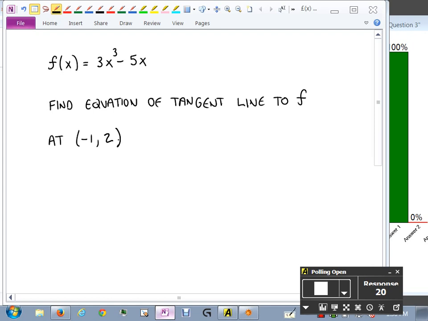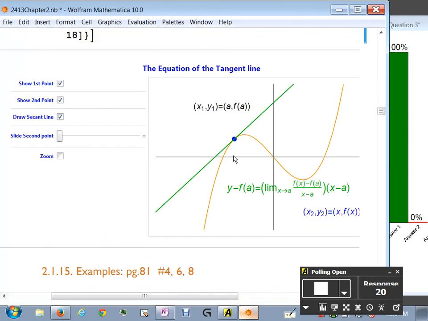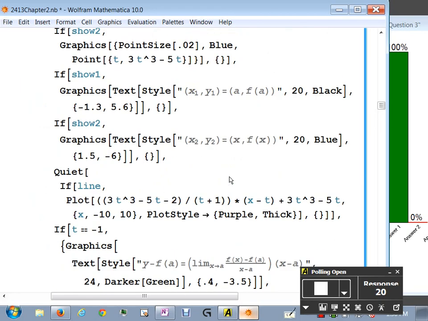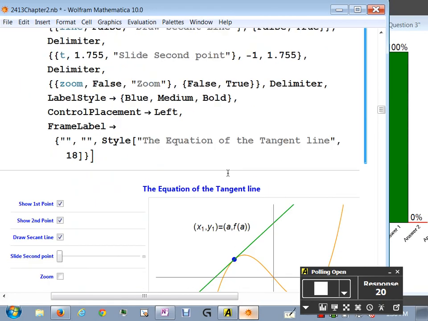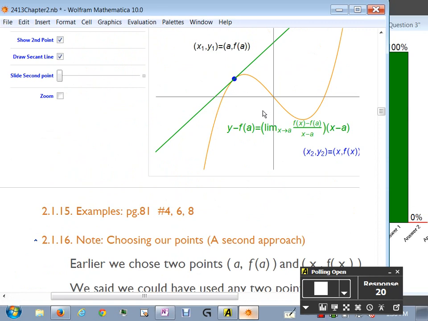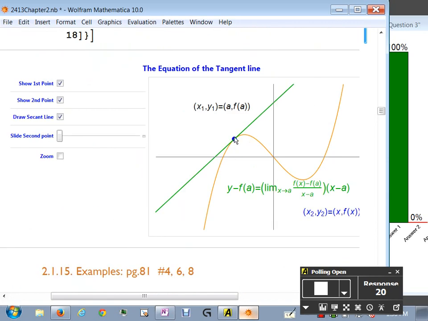All right, here we go. Now I'm doing this problem because that problem right there is exactly this picture. This is 3x cubed minus 5x. This is the graph of 3x cubed minus 5x. This point right here is the point negative 1, 2, all right? So we are going to actually find the slope of that green line. And not only the slope of it, the equation of it.